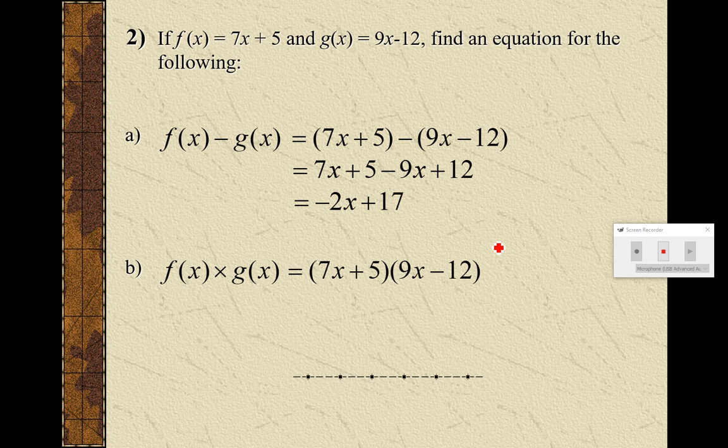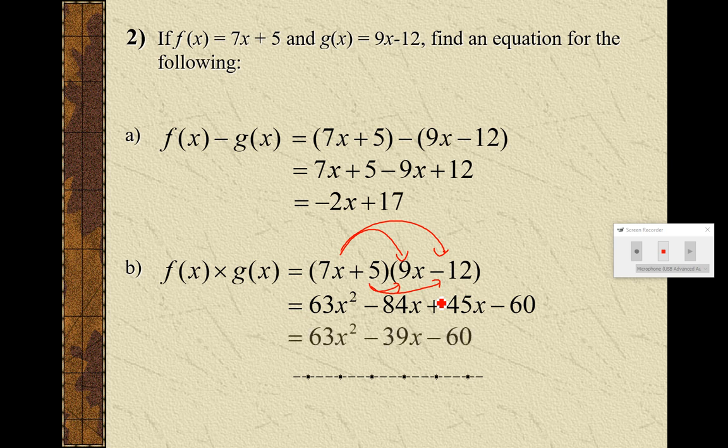Multiply the first term, 7x times 9x, I get 63x squared. Multiply the outside terms, maybe you want to draw the arrows on here if this is not exactly ringing a bell for you, to get negative 84x, the inside terms to get 45x, and the last terms to get negative 60. Collect like terms, and I get a monster of an equation. I do not want to graph this. Completing the square on this would be a complete nightmare.